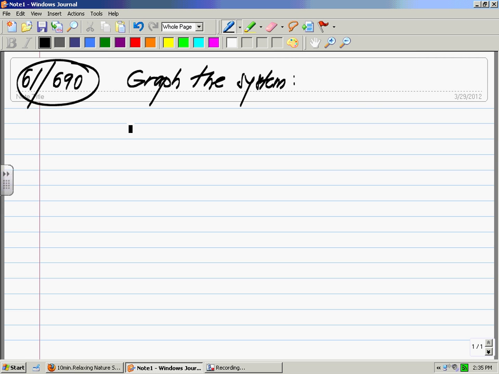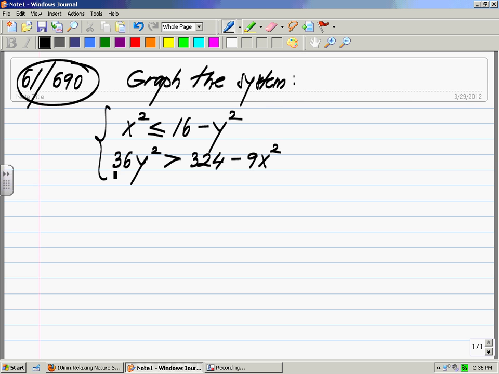x squared less than or equal to 16 minus y squared. And the other one is 36y squared greater than 324 minus 9x squared. And this is the system. So what should we do first?